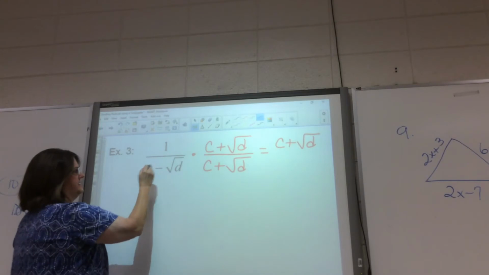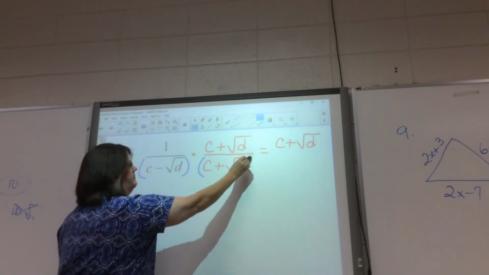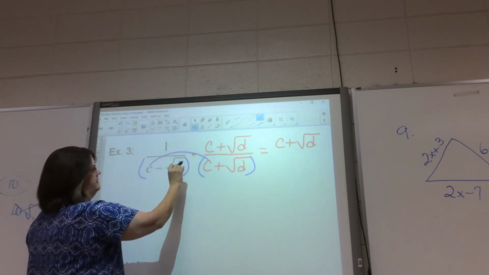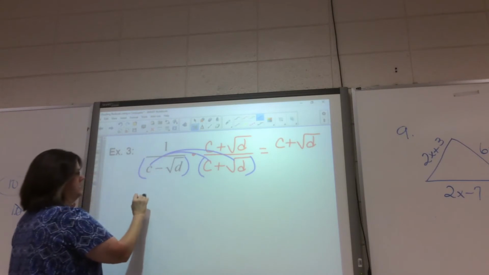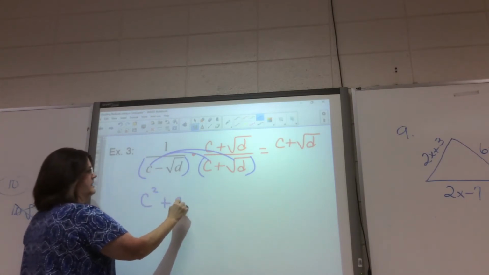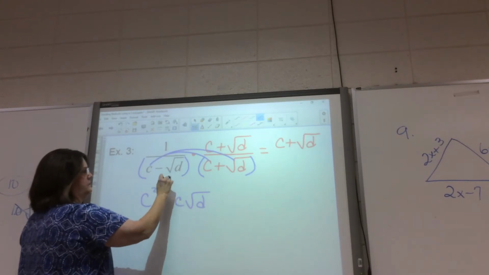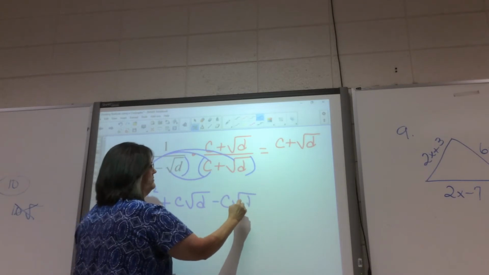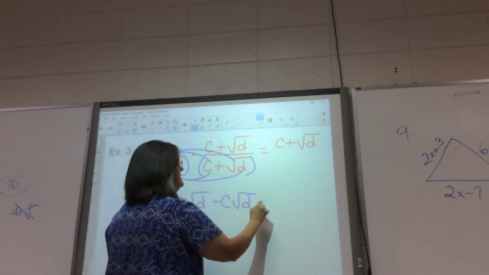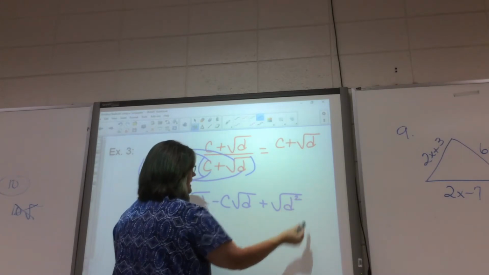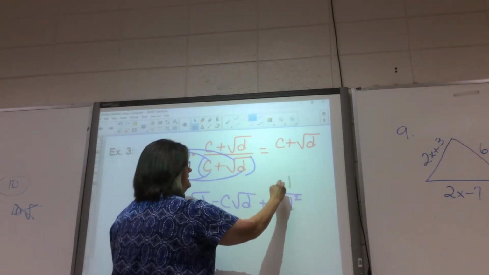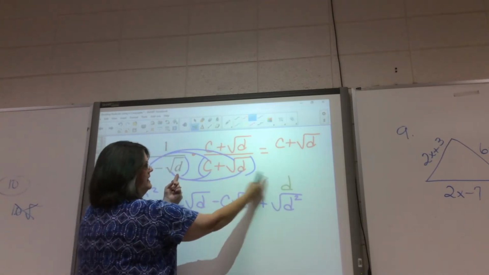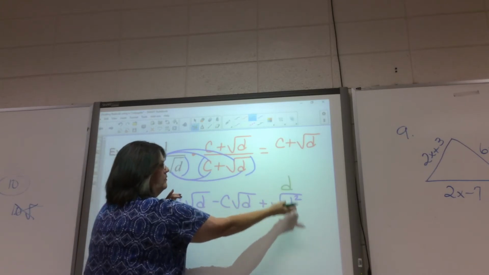Now, to multiply these two, it's like seeing them like multiplying two binomials. I'm going to multiply c times c and c times the square root of d. That's going to give me c squared plus c times the square root of d. Then I'm going to multiply these two, and this one's negative, so minus c times the square root of d. And then this is plus the square root of d squared. And the square root of d squared is d. So when I multiply the same thing here, and they're both under the radicals, I just get the d. Whatever's under the radical goes away.